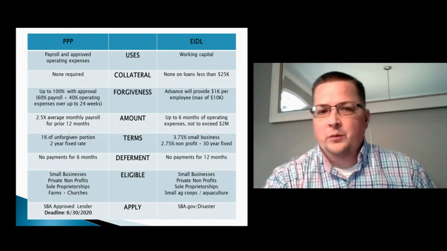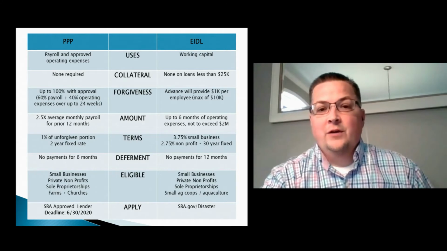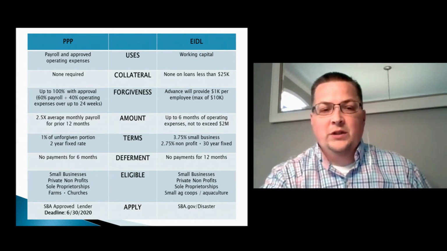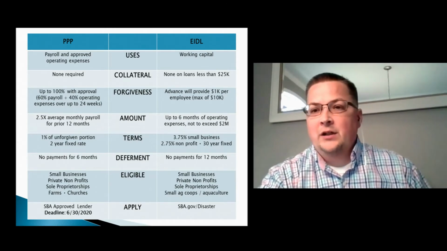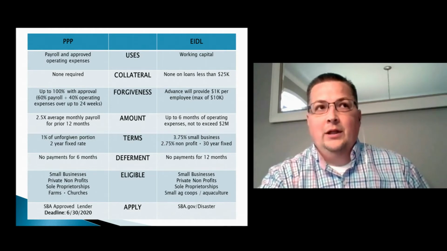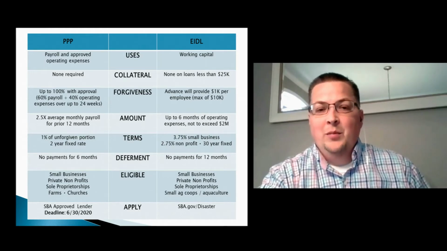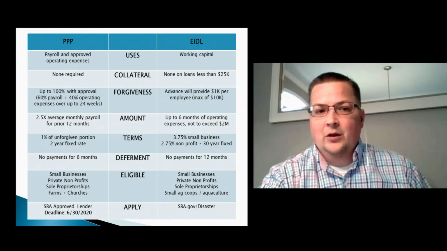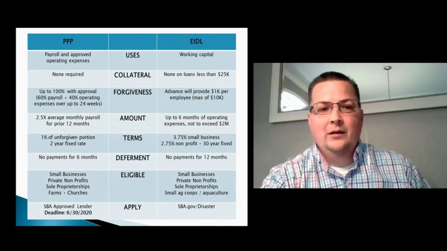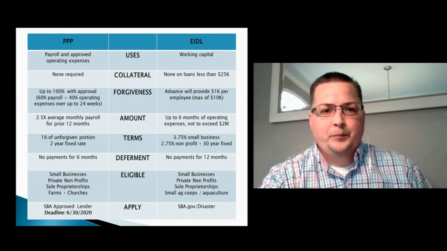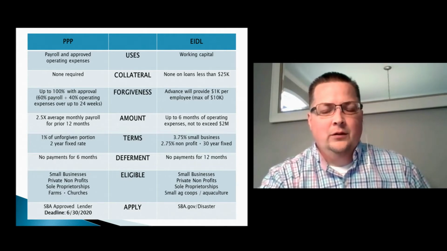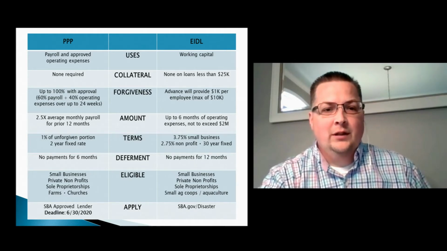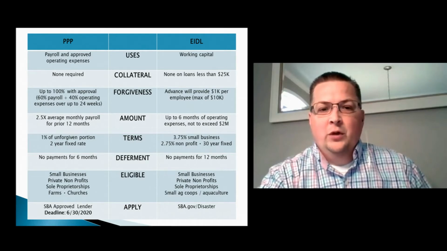Collateral, there is none required, which is very beneficial if you have a service business like a hair salon. You don't have that, you're renting the building. You may not have a lot of assets other than the equipment on hand, but you might need a larger amount. So without having the collateral component to that, you can apply for whatever payroll you need. Up to 100% of this loan is forgiven with approval.